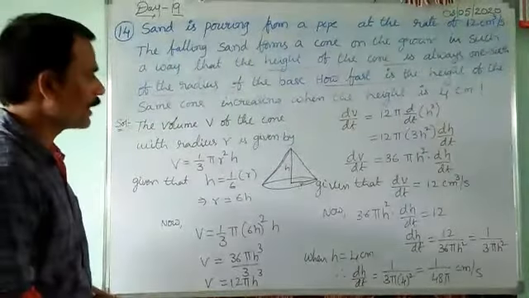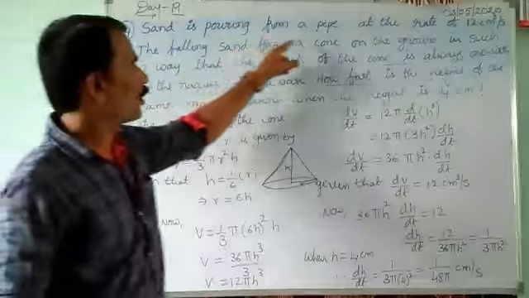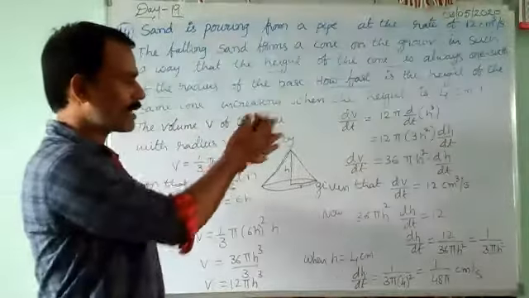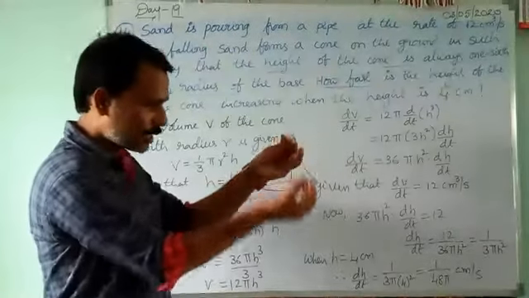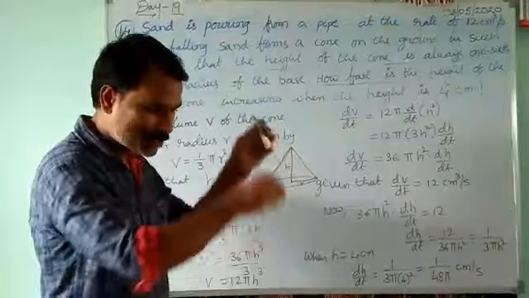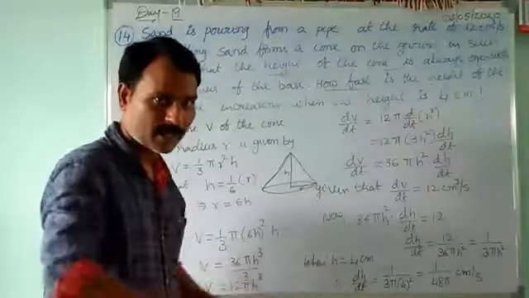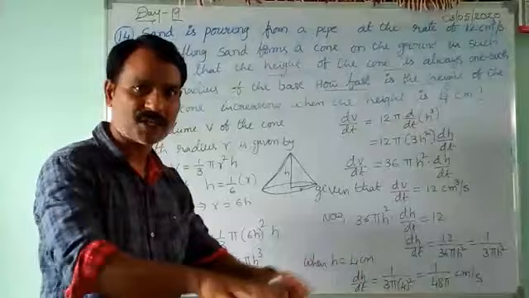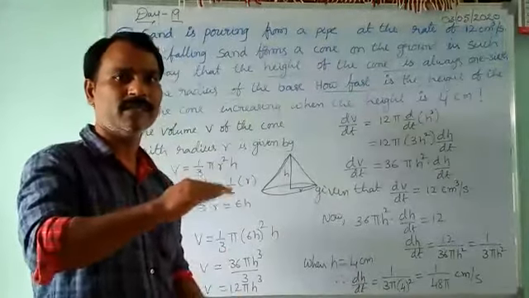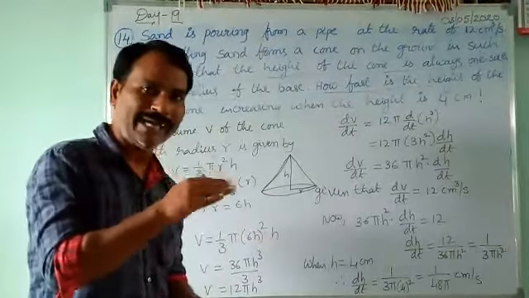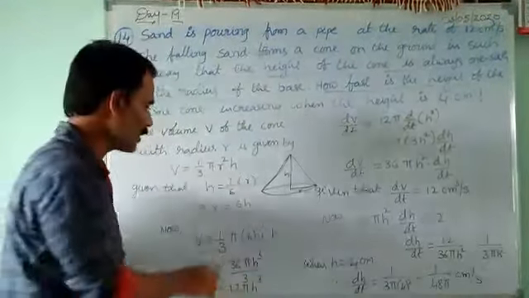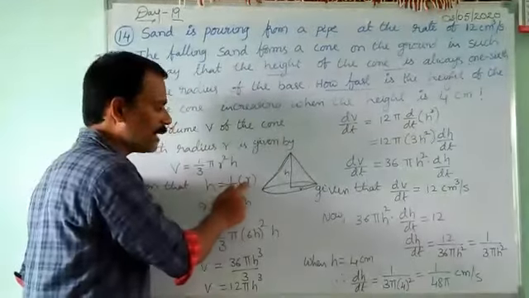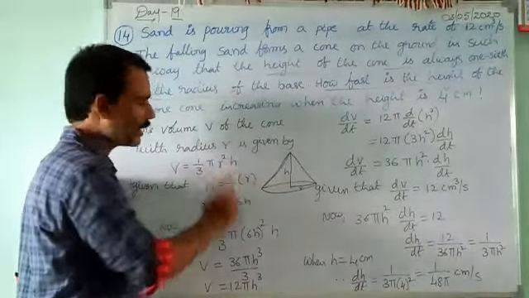Students, read it. Sand is pouring from a pipe. That means one pipe is there, sand comes from it, and it is pouring on the land. Land means it automatically spreads on the base. That means the base shape is more and the height is somewhat less. That's why he is comparing height with radius: h is 1 by 6 of the radius.